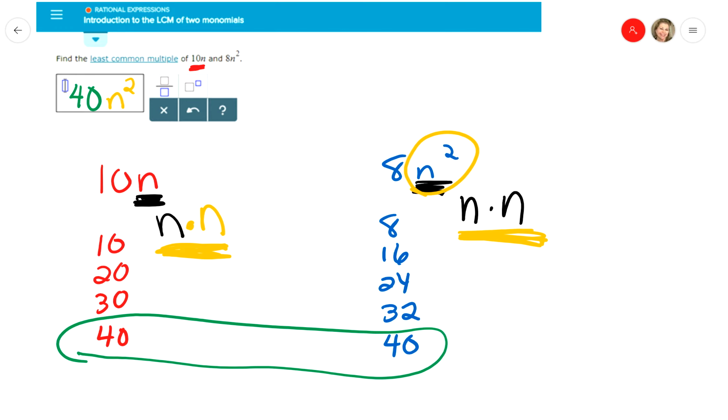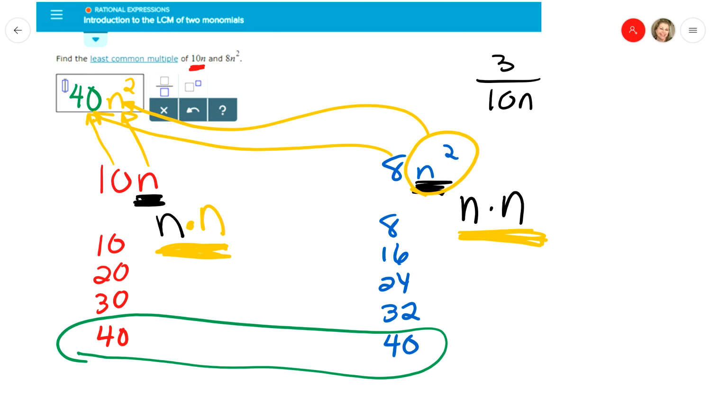And then I just look at it like, okay, 10 divides into 40 4 times, and n goes into n squared n times. And then 8 goes into 40 5 times, and n squared goes into itself once. So 40n squared would be the least common multiple. So if I did take it one step further, let's say you were adding fractions. Maybe I gave you 3 over a 10n plus 5 over an 8n squared.